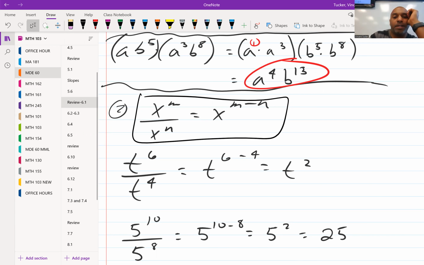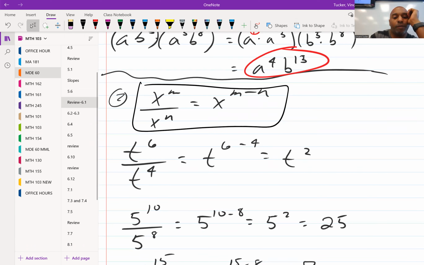Then we have 5 to the 10th over 5 to the 8th. 10 minus 8 is 2. And then once again, that goes back to what I was saying, those we don't leave as 5 squared. That is something they are expecting you to multiply out. It's a small enough calculation that they expect you to multiply that out. So 5 squared would just be 25.